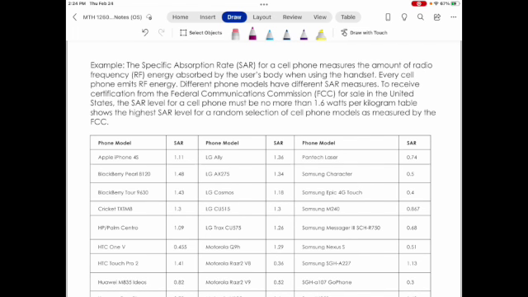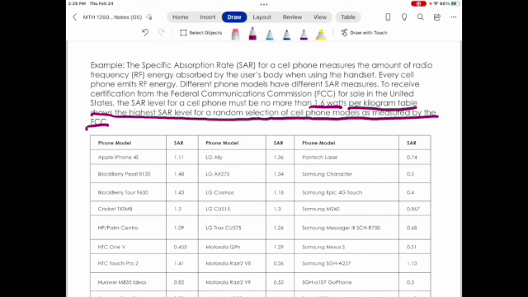In the next example, it says a specific absorption rate, SAR, for a cell phone measures the amount of radio frequency energy absorbed by the user's body when using the handset. Every cell phone emits RF energy. Different phone models have different SAR measures. To receive certification from the Federal Communications Commission, FCC, for sale in the United States, the SAR level for a cell phone must be no more than 1.6 watts per kilogram. There is a table that shows the highest SAR level for a random selection of cell phone models as measured by the FCC.